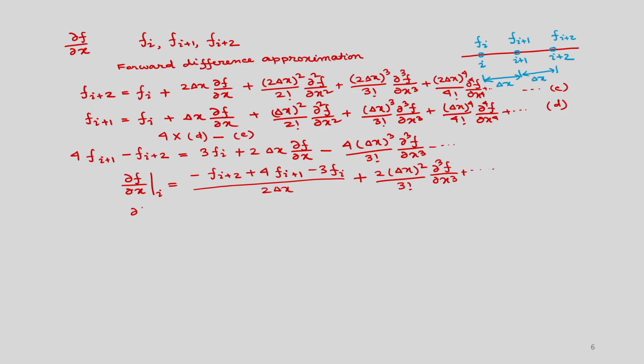So, you have represented this first derivative del f by del x using forward difference approximation: minus f i plus 2 plus 4 f i plus 1 minus 3 f i by 2 delta x, order of delta x square. So, it is second order accurate. Okay. So, you have used 3 points, f i, f i plus 1 and f i plus 2. So, you are getting the finite difference approximation of this derivative del f by del x as second order accurate.